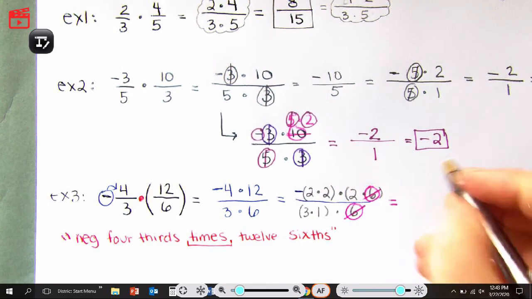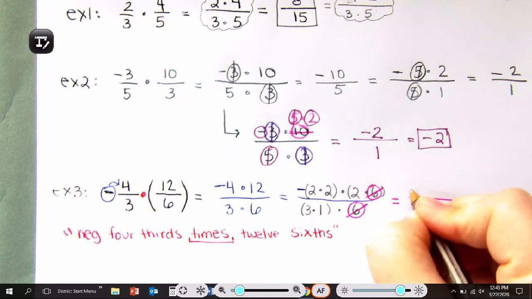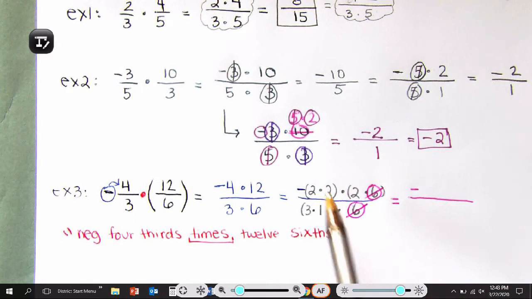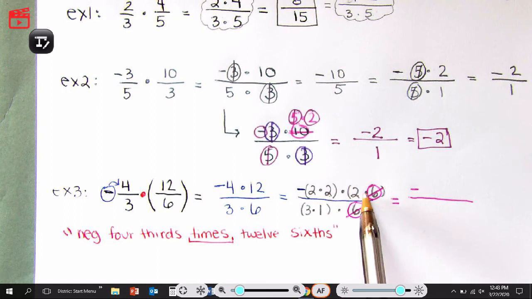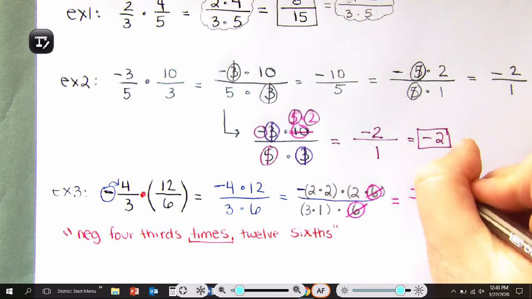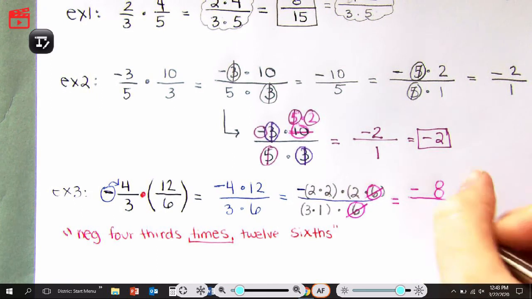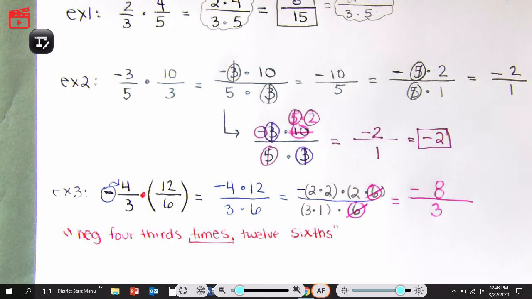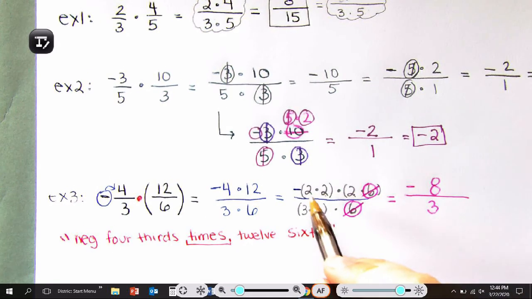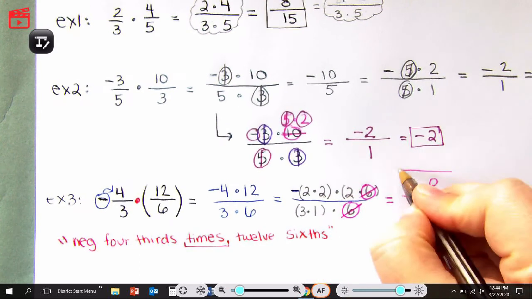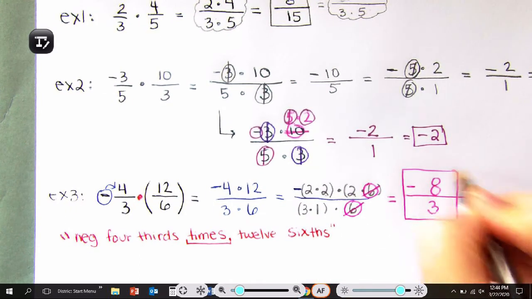But now I have, what do I have? I still have my negative, that doesn't change. And I have 2 times 2 times 2. Well, 2 times 2 is 4. 4 times 2 is 8. And then I have my 3 times 1 is 3. And because we already listed out our factors here, we don't need to simplify again because we already did it in this step.